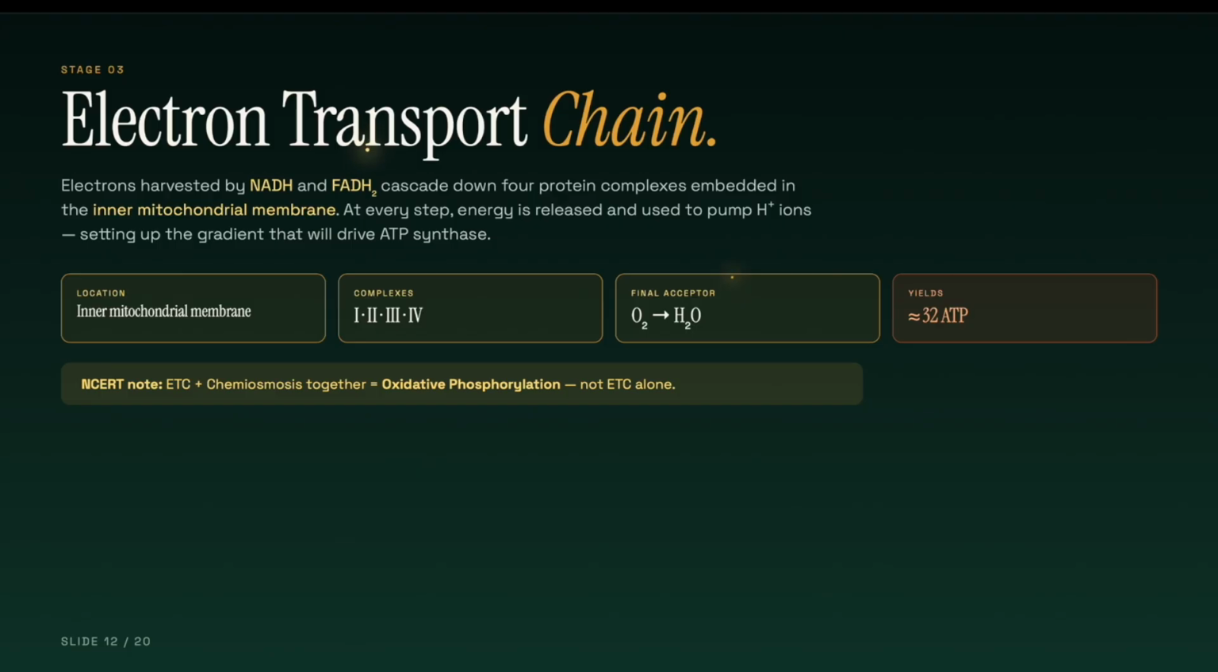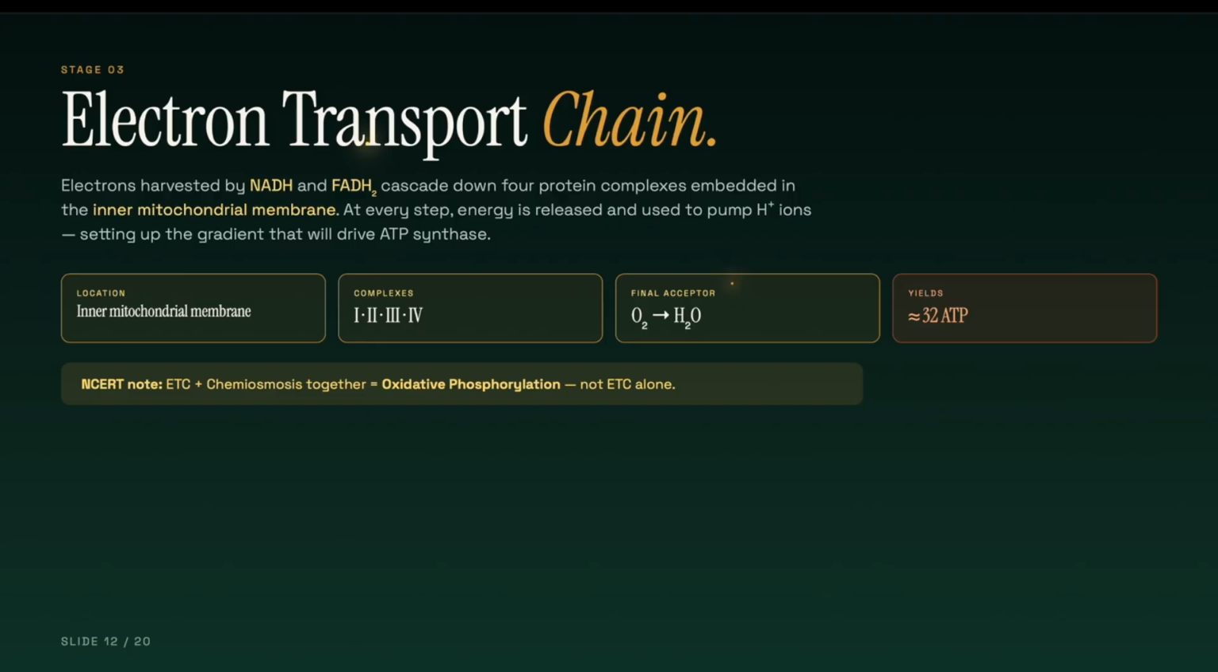Ubiquinone or UQ is a mobile carrier that shuttles electrons from complex 1 and 2 to complex 3. Cytochrome C then carries electrons to complex 4, the final complex, where oxygen is the final electron acceptor. Oxygen picks up electrons and hydrogen ions to form water. This is why we need to breathe oxygen. It is the final electron acceptor in the chain.